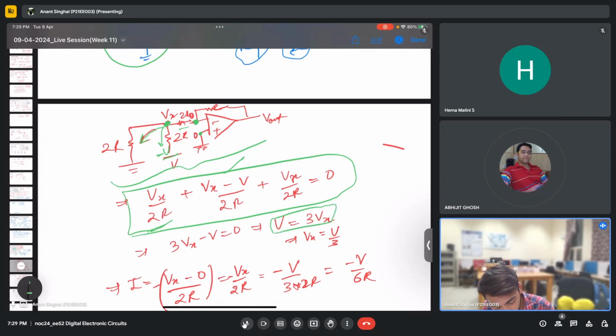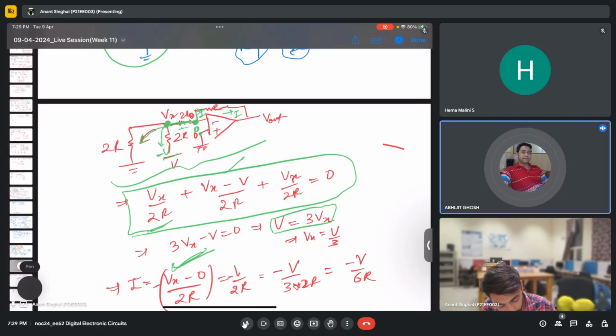And now the current here is I. So this is ground. So the current will be same as this voltage. So if I apply a KCL here, this current is equal to Vx minus 0 by 2R, which I have written here. And the value here is 2R. How do we get 2R? The resistance here is 2R.